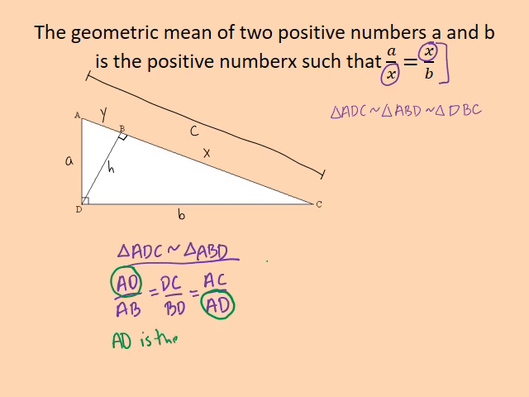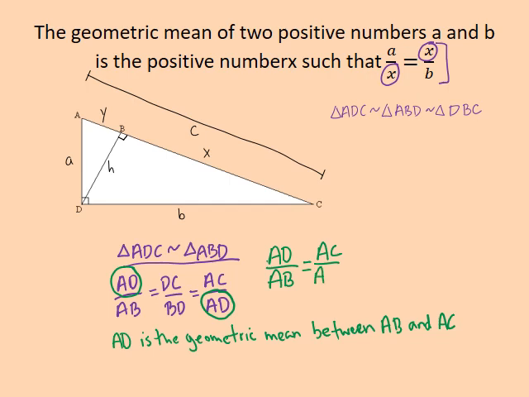is the geometric mean between AB and AC. Because if you separate the proportion, you have AD divided by AB equals AC divided by AD. Since AD occurs twice, once in the numerator and once in the denominator, it's the geometric mean between AB and AC.